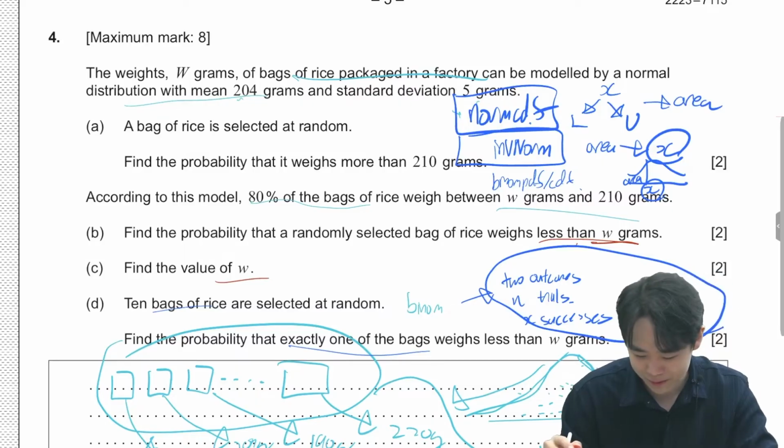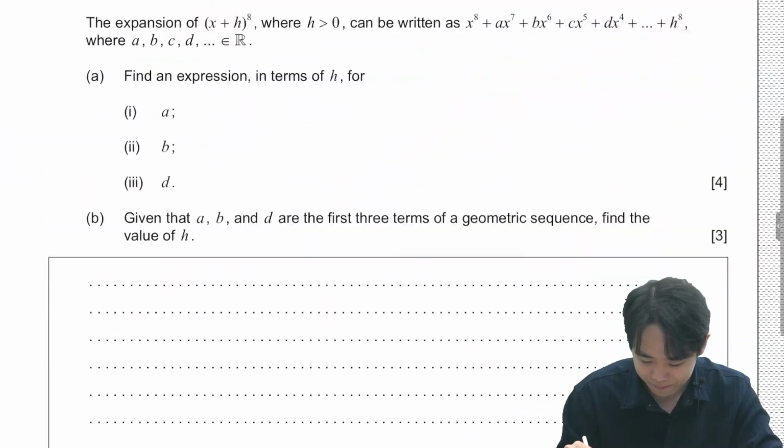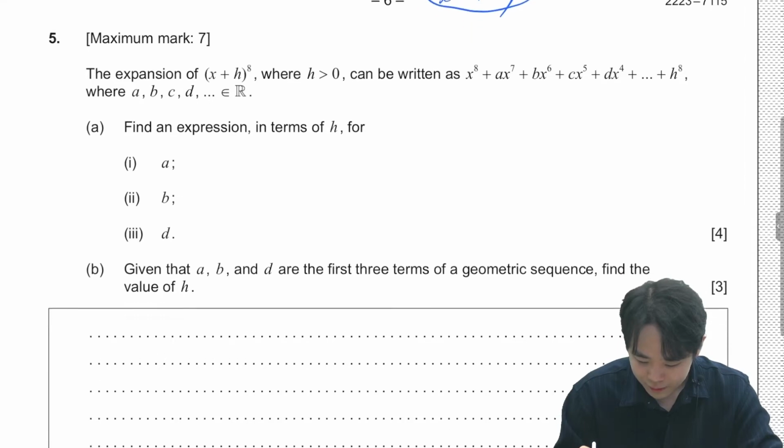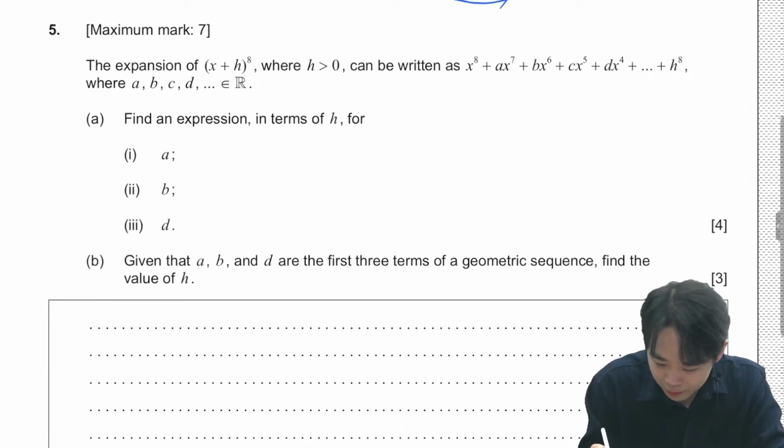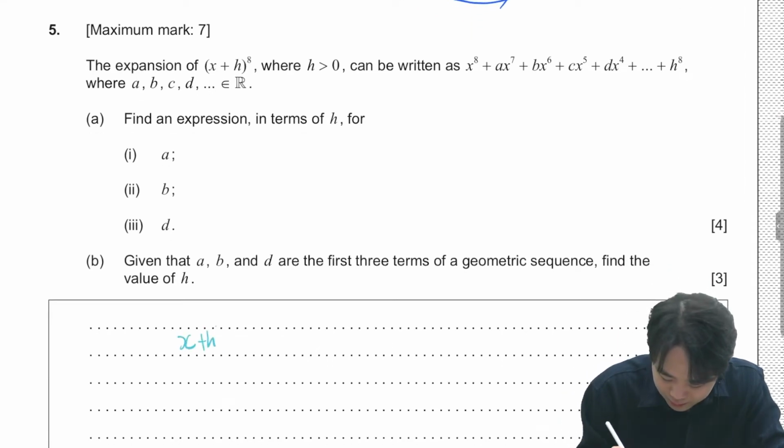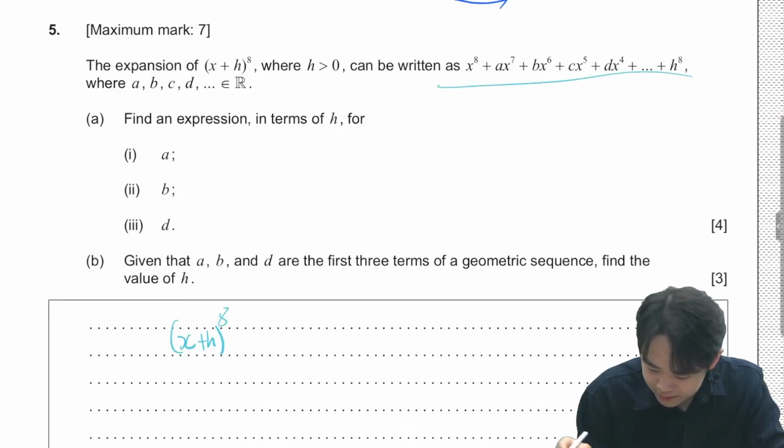Okay, now let's move on to number 5. So the expansion of (x + h) to the power of 8 can be written as this thing right here.